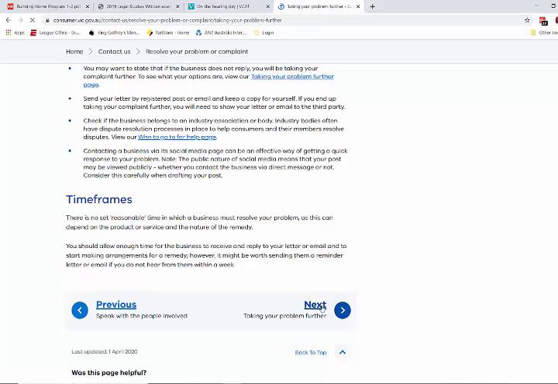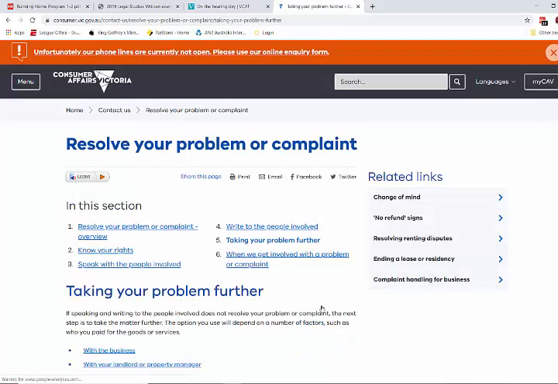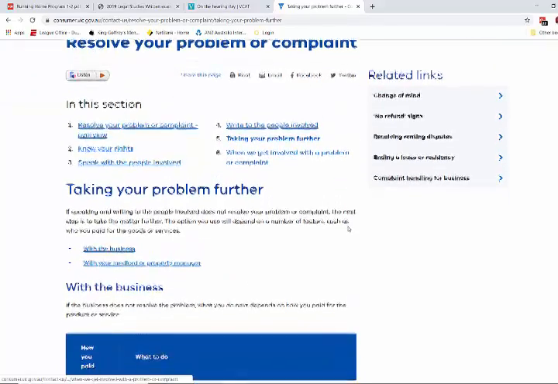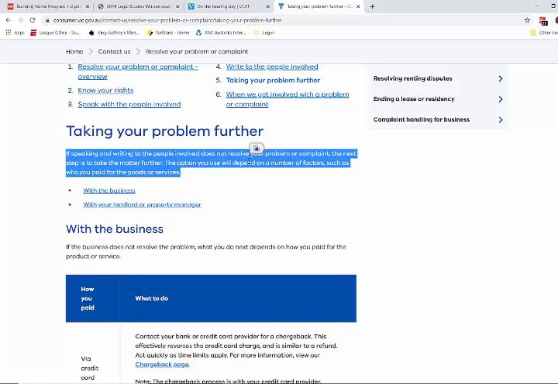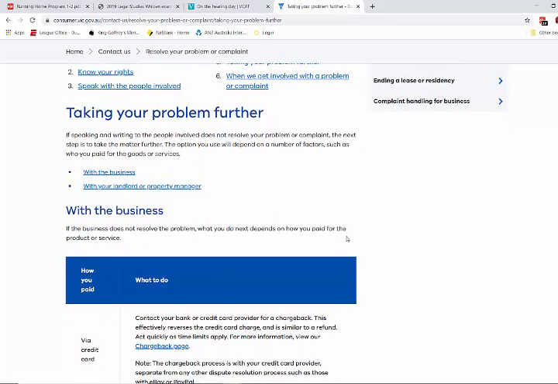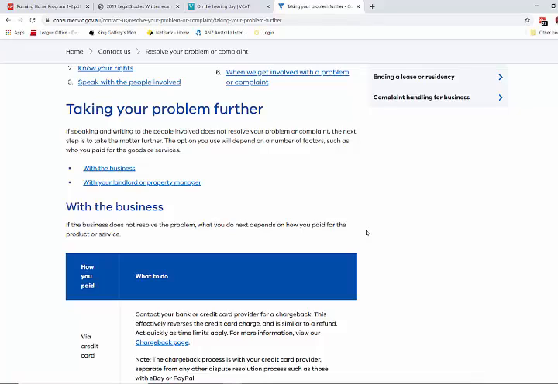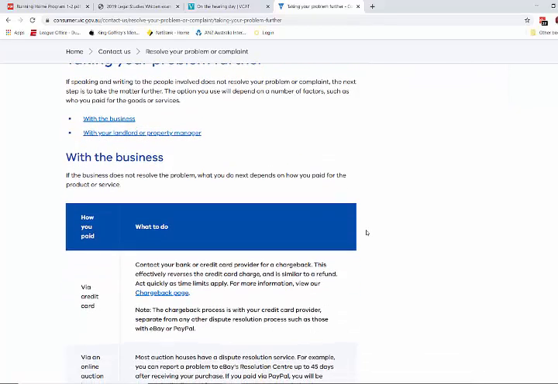So taking your problem further. And this is where we want to see what CAV can actually do to understand a little bit more about their powers and when it's appropriate to use them. Really interestingly, and I was probably a little bit surprised when I jumped on and saw this.